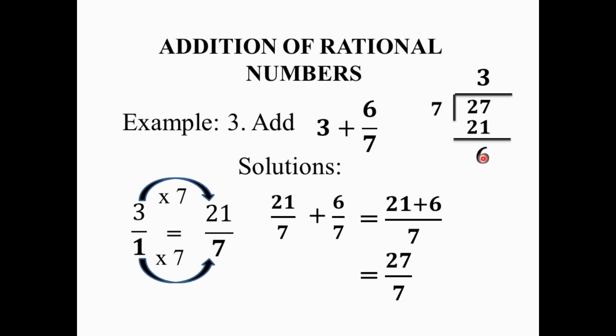Alright, so from here, we will now write this one as a mixed number. Okay, so the quotient, which is 3, that is the whole number. The remainder, which is 6, that is the numerator. Then the divisor, which is 7, that is the denominator. So this is now the mixed number of 27 over 7. So this is now the sum after adding 3 and 6 over 7. Alright?